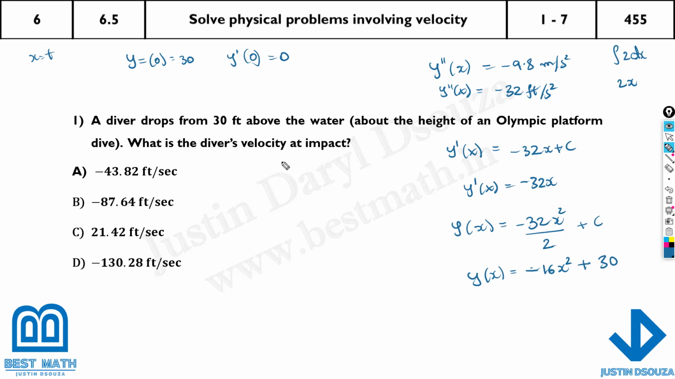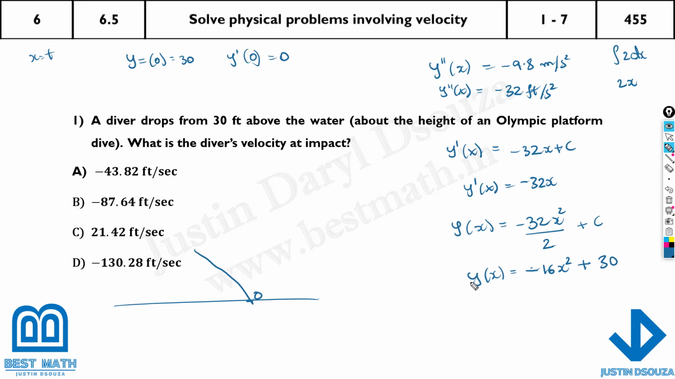Now we need the impact time. Impact time is when this height function, where at time 0 we are at 30 feet, starts falling, and when this position is 0, that is the impact time. So we are basically finding the time of impact now.